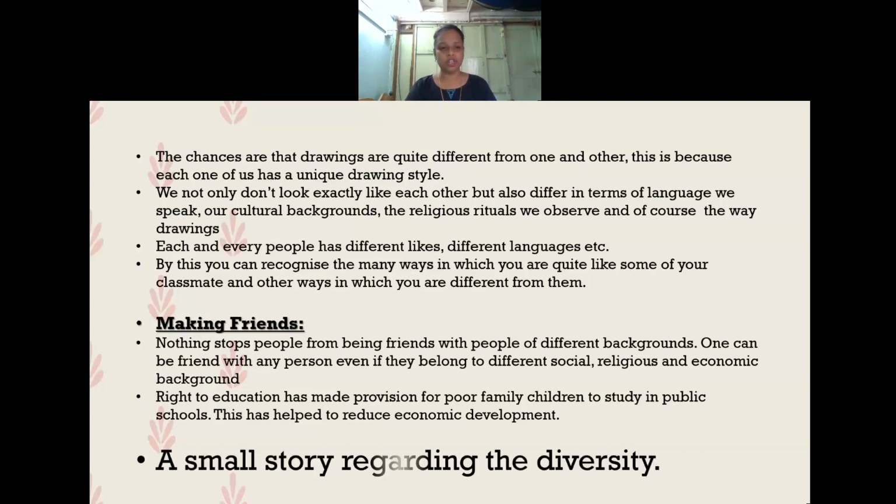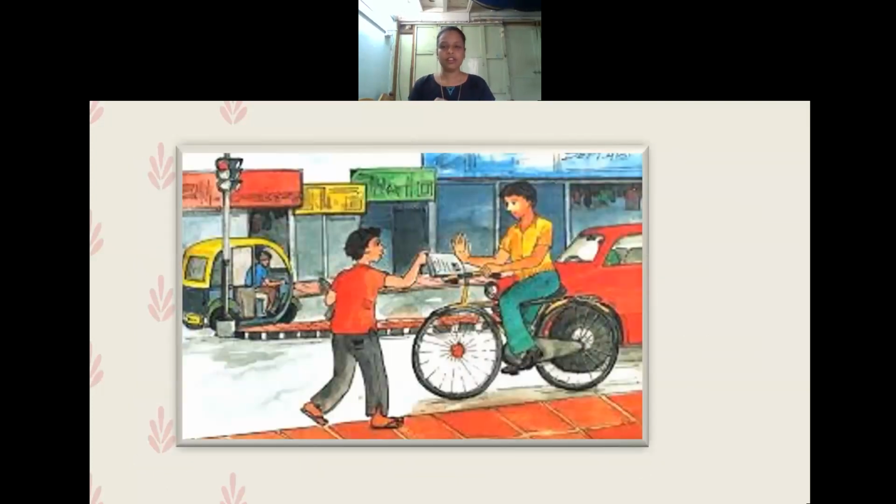I have a small story regarding diversity, about two different people belonging to different backgrounds. This is a small story about two persons called Samir Ek and Samir Do. These two persons' names are the same. To identify them, they themselves are called Samir 1 and Samir 2. Ek and Do are Hindi numbers. So to understand that, Samir 1 and Samir 2.